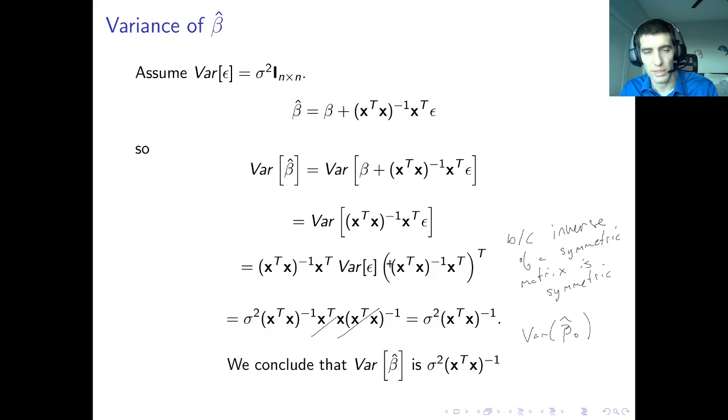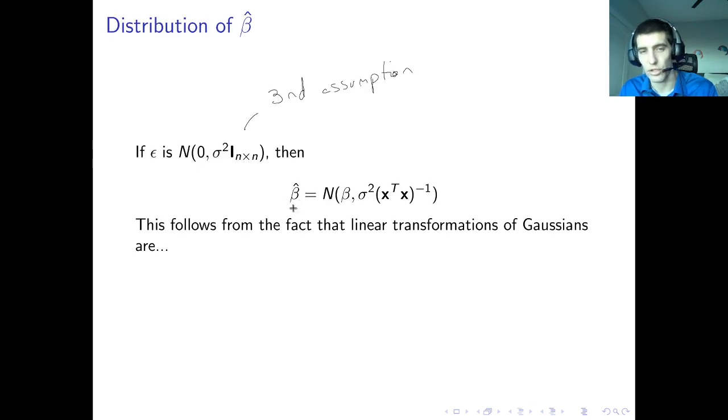So why is that? Let me jump back here. Beta hat is a constant plus some constant linear transformation. This is constant, again, for fixed x. And if epsilon is Gaussian, then beta hat is a linear transformation of Gaussians. So this is what allows us to conclude that beta hat is indeed Gaussian. We know its mean, we know its variance covariance matrix. It's Gaussian because it's a linear combination of Gaussian epsilons.